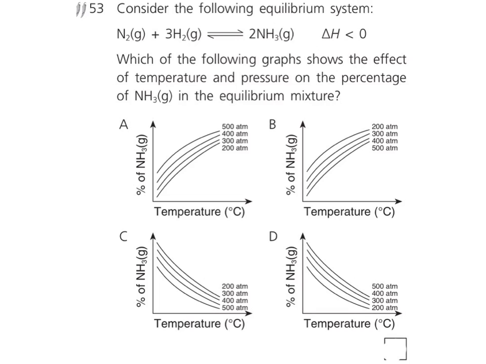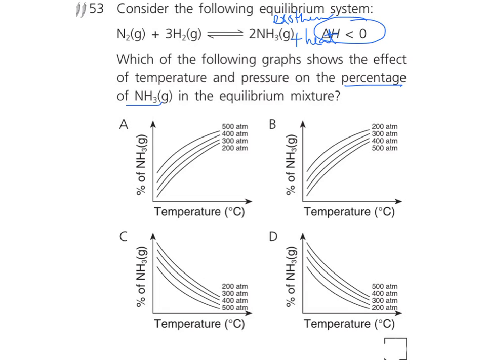This question is a little bit more advanced. Which of the following graphs shows the effect of temperature and pressure on the percentage of ammonia in the equilibrium mixture? And we can see that this was an exothermic process. Therefore, heat is on the product side. So let's consider what happens.